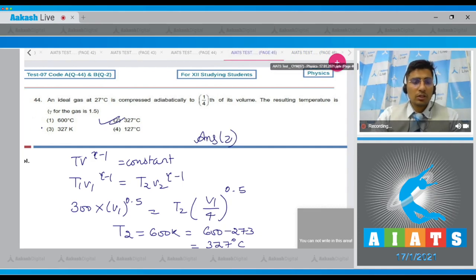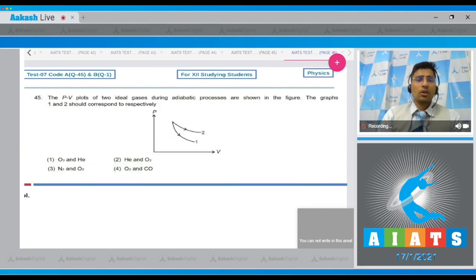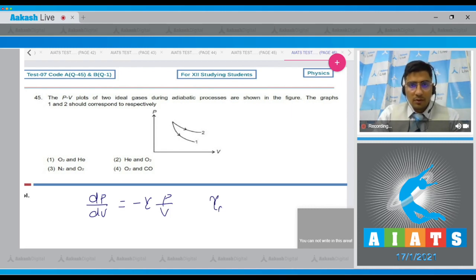Now let us move to question 45. In question 45, graphs are given for two gases during adiabatic processes. We have to find out which graph represents which gas. The slope of an adiabatic curve, that is dP by dV, is minus gamma P by V. Now gamma for monoatomic gas is greater than gamma of diatomic gas. This means that curve 1 should be for helium and 2 should be for oxygen.